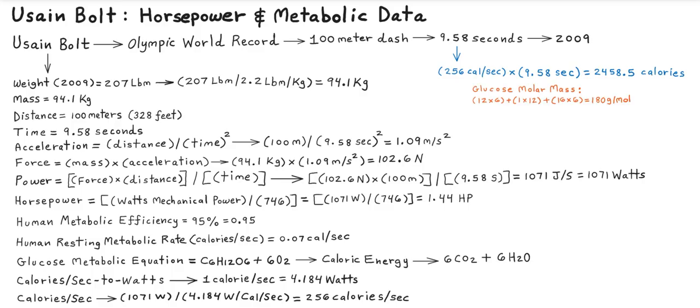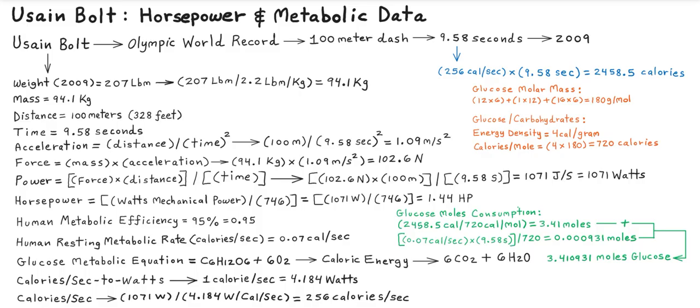The glucose molar mass is 180 grams per mole. The energy density of glucose or carbohydrates is 4 calories per gram. So calories per mole, there's 720 calories of potential energy in 1 mole of glucose. If we quantify the moles of glucose consumption, including resting metabolic output, 3.410931 moles of glucose were expended during the 9.58 second run on the 100-meter dash, Usain Bolt.